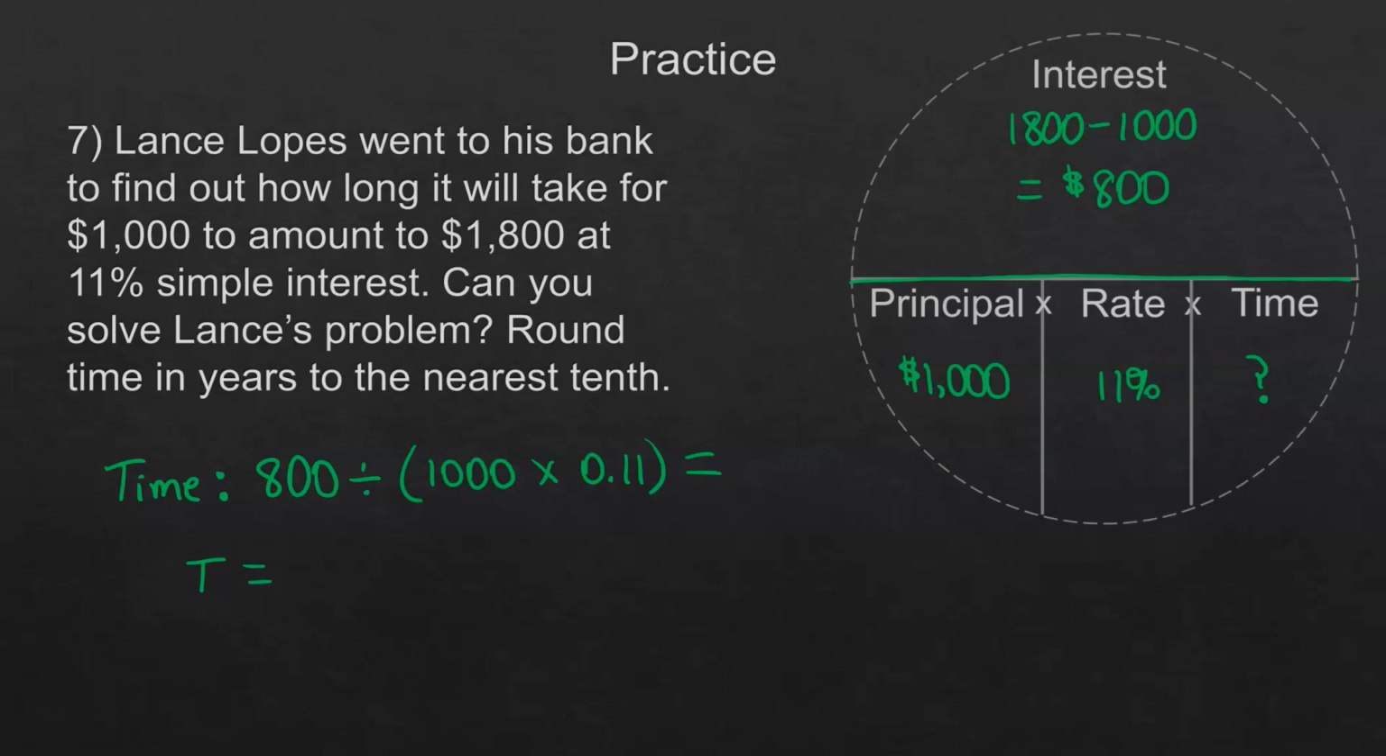When you get this calculated on your calculator, it will say 7.272727. It goes across your screen. But notice it told us to round to the nearest tenth of a year. So our time is 7.3 years.